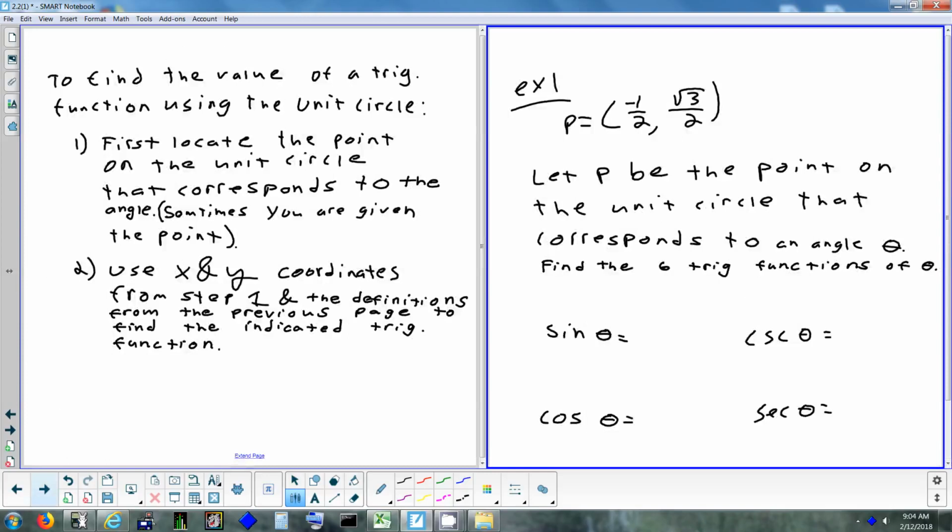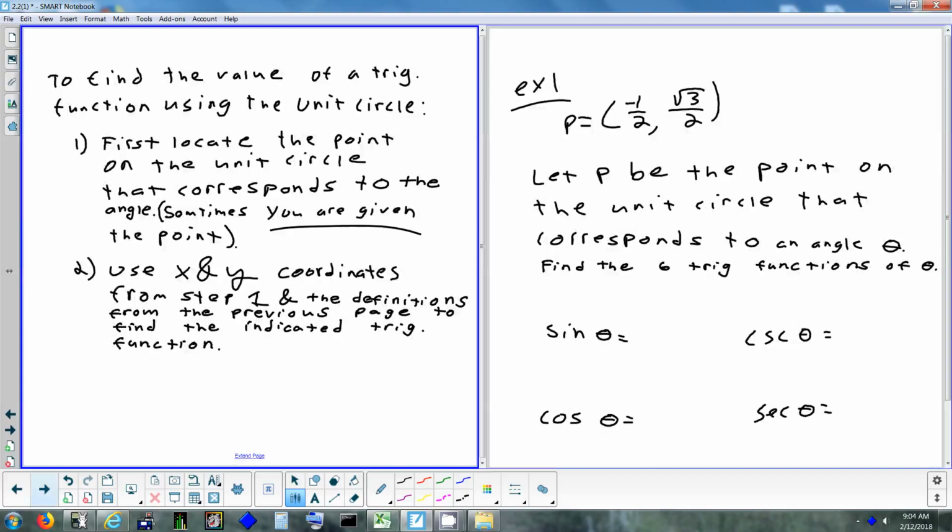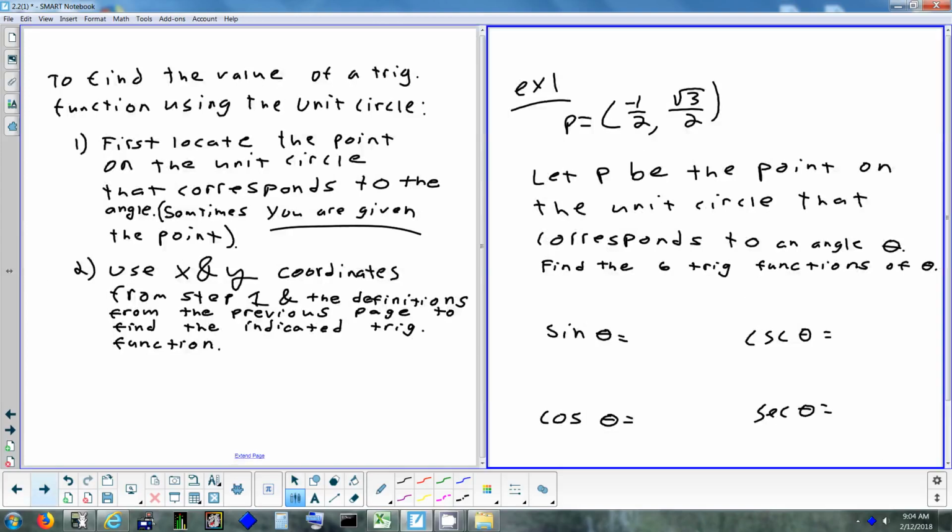Okay, so in the first problem, they are giving you the coordinate. Sometimes you are given the coordinate. In this problem, you are. The coordinate is -1/2, comma, square root 3/2. Is -1/2, comma, square root 3/2, the coordinate for 0, 90, 180, or 270? Is it one of those 4 coordinates? What do you think?